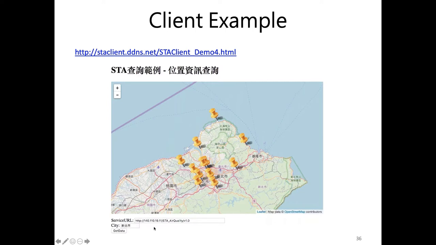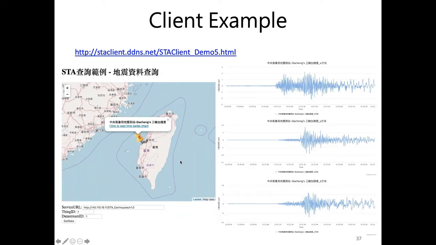If you describe, for example, a city or some landmark description, you can query based on that as well. And the final example is the earthquake data. Because earthquake data is a three-axis acceleration, in each observation result, it packages those three axes, X, Y, and Z. So this could be the way you can show it.